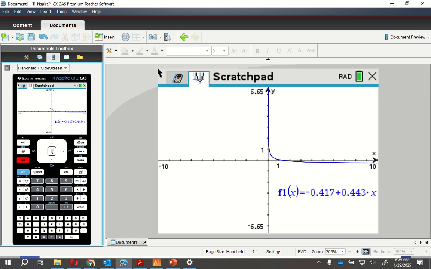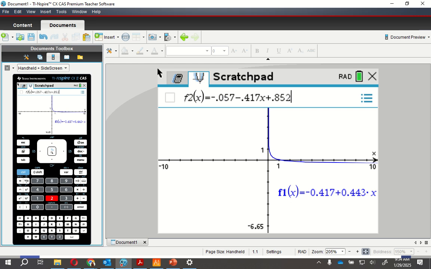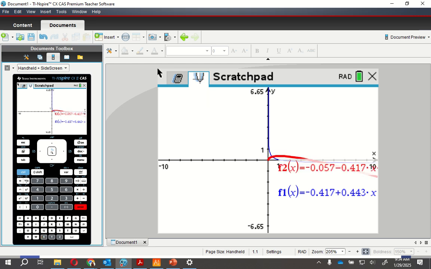So if I were to graph the original on top of this, you could actually see right here, hit tab, and my original, can someone read me the original, please? The original function? Yeah, the original function. Negative 0.057 minus 0.417x plus 0.852 rad x, like that. There you go.